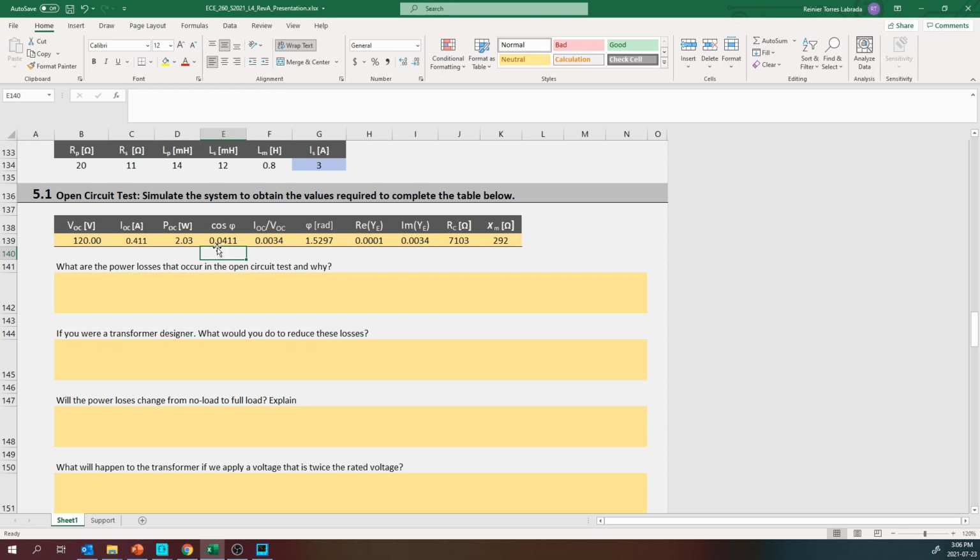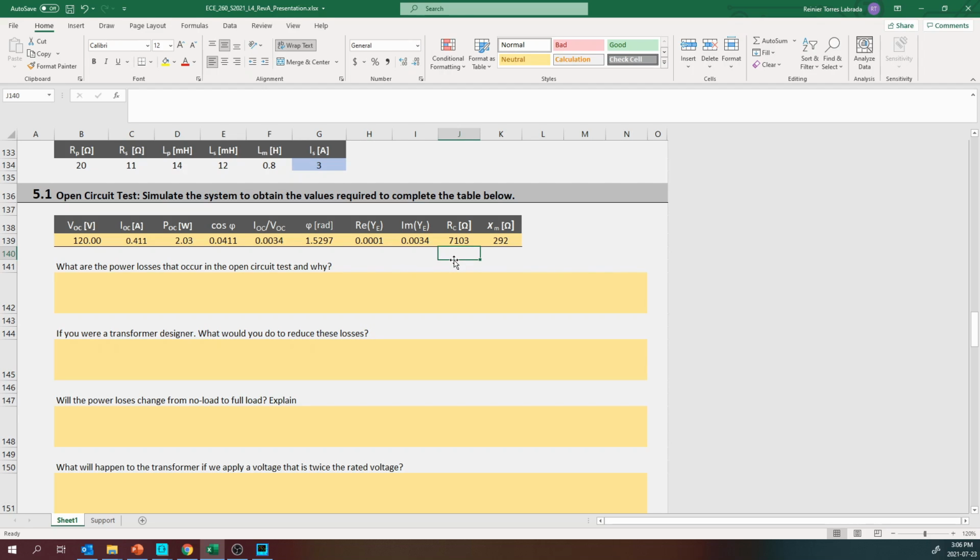Then you need to find the cosine of theta, which is basically the power factor, and this ratio, and then the angle in radians. From the admittance you need to find the real and imaginary part because it's a complex number, and from that you're going to find RC and XM. There's an example in the book that walks you through this process. So the book here is very important.